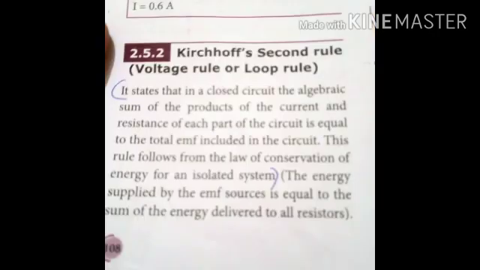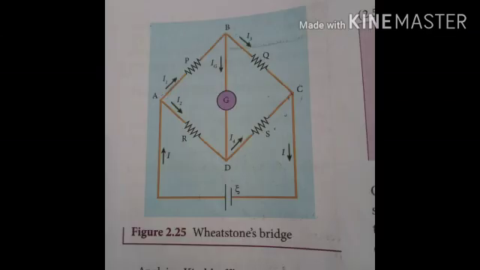In Kirchhoff's second rule, the algebraic sum of the products of the current and resistance in each part of the circuit is equal to the total EMF included in the circuit. This follows the law of conservation of energy. Now we see the Wheatstone bridge. The Wheatstone bridge condition is P by Q is equal to R by S. Under this condition, the galvanometer shows null deflection.